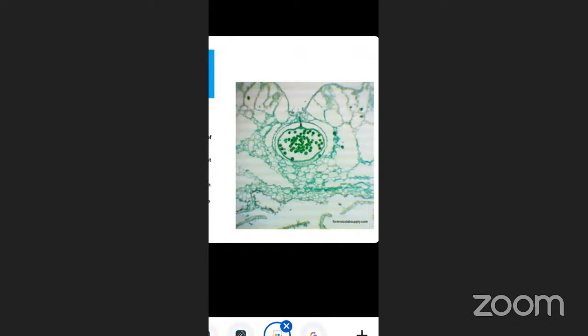So after some time it will be differentiated into two tiers. The outer one we call the amphithecium, the inner one we call the endothecium. The outer amphithecium forms the capsule layer, a single layer of capsule cells. Then the inner one we call the sporogenous tissue, that is nothing but endothecium. So the amphithecium forms the single layer capsule wall.